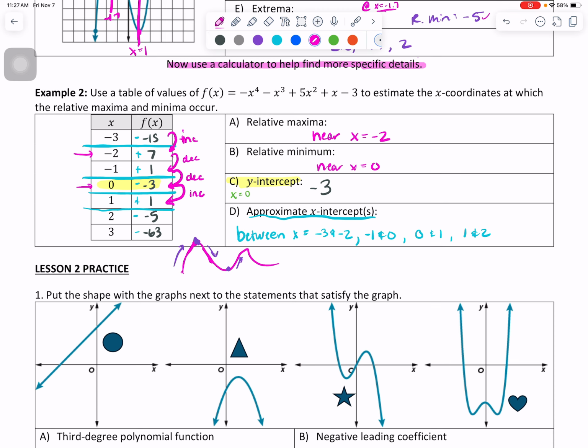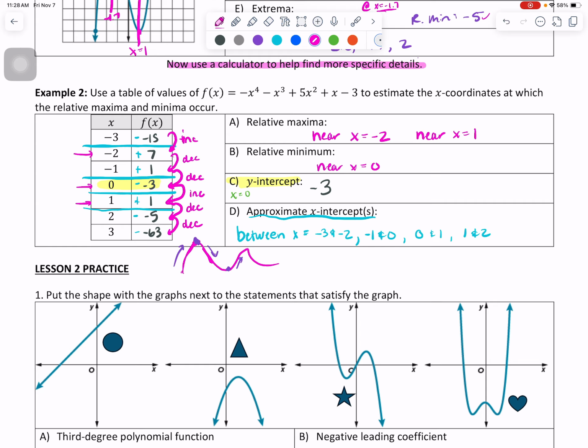And then it's at +1, and then it's going to -5. So it just went from increasing to decreasing. So this would be a max. So, oh, I'm sorry, I said max, but I'm writing near. Sorry about that. So near x equaling 1. And then from the -5 to the -63, we are still decreasing.